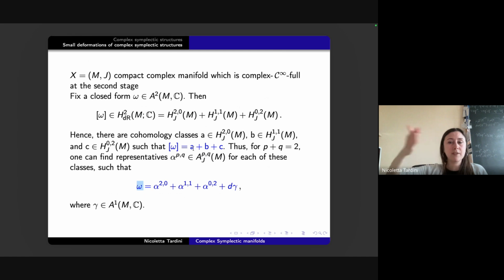And this is the C-infinity full at the second stage. But since we have this representative in the de Rham cohomology, then this is equal up to an exact form, okay? So this d gamma is the differential of a 1-form.